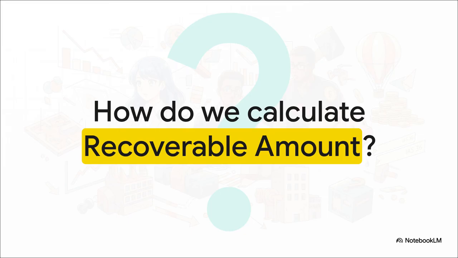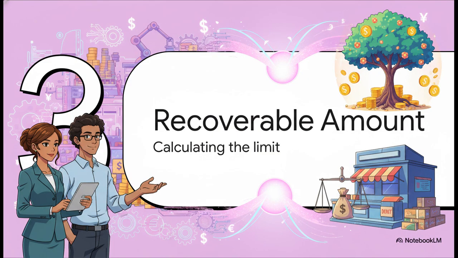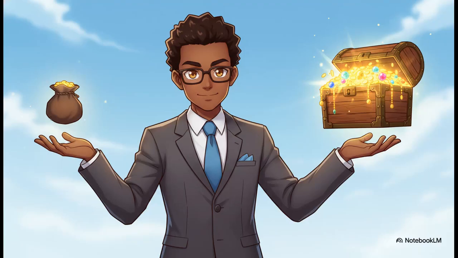This brings us to a fundamental teeter-totter concept in accounting that you absolutely must master. It's the core of IAS 36. Get this wrong, and honestly, the entire impairment calculation just falls apart. Let's break it down in Section 3, Calculating the Recoverable Amount. The absolute golden rule here is that the recoverable amount is strictly defined as the higher of two specific values.